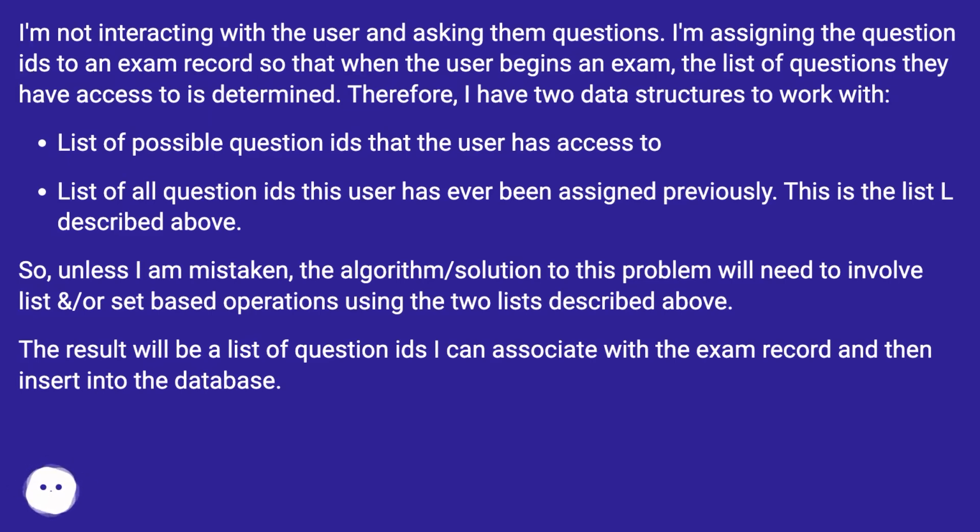Therefore, I have 2 data structures to work with. List of possible question IDs that the user has access to. List of all question IDs this user has ever been assigned previously. This is the list L described above. So, unless I am mistaken, the algorithm solution to this problem will need to involve list and/or set-based operations using the 2 lists described above. The result will be a list of question IDs I can associate with the exam record and then insert into the database.